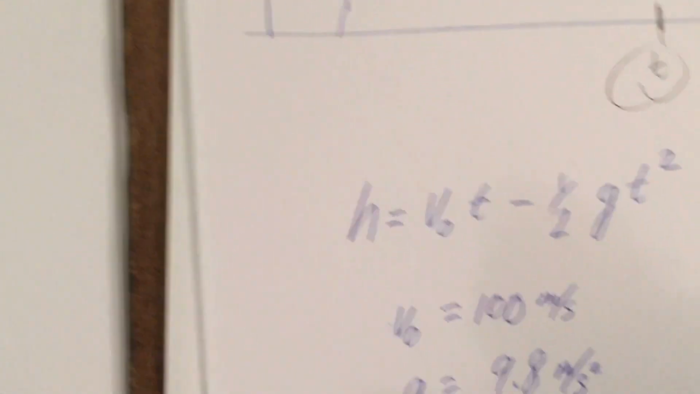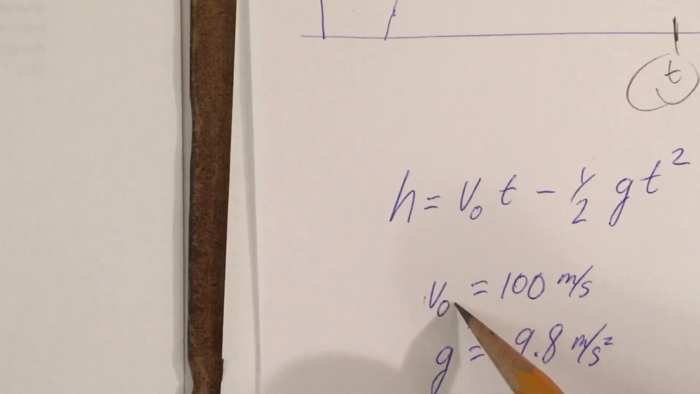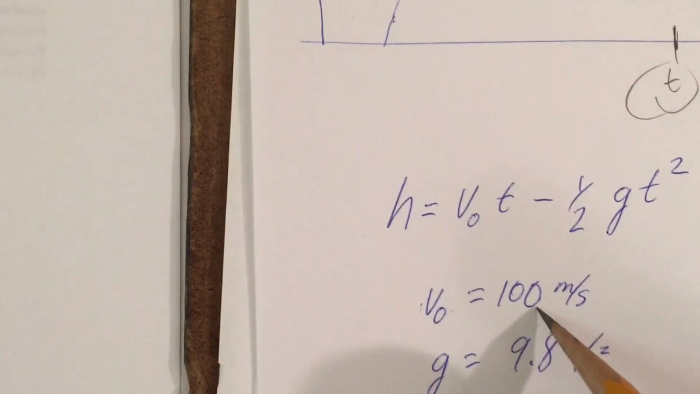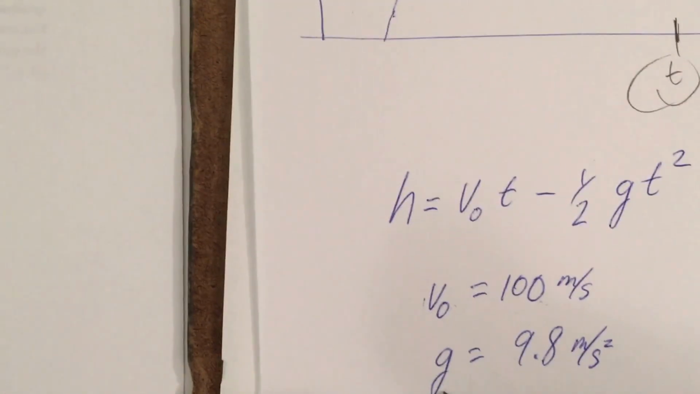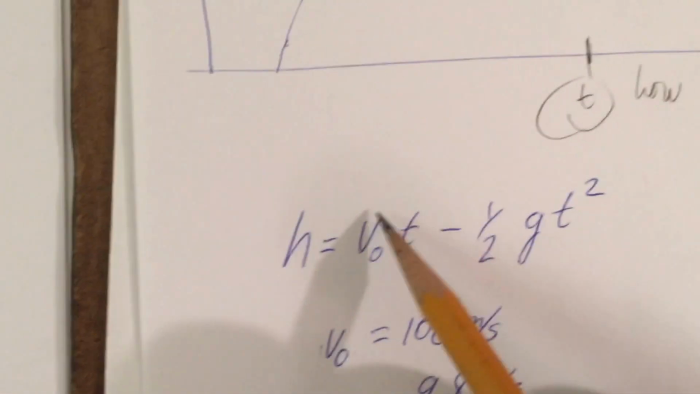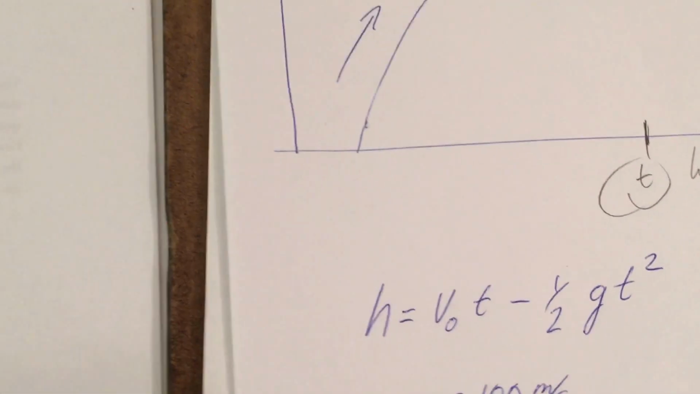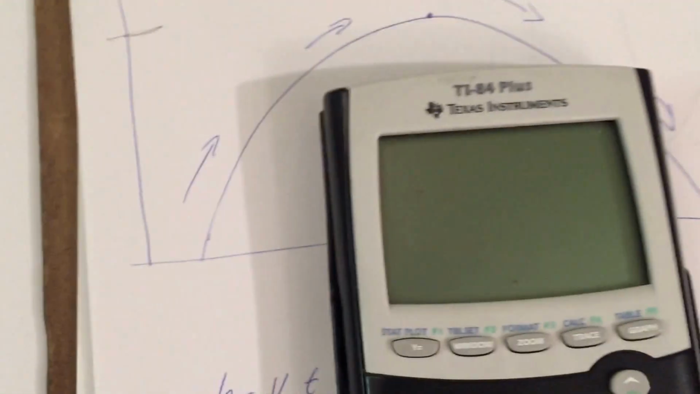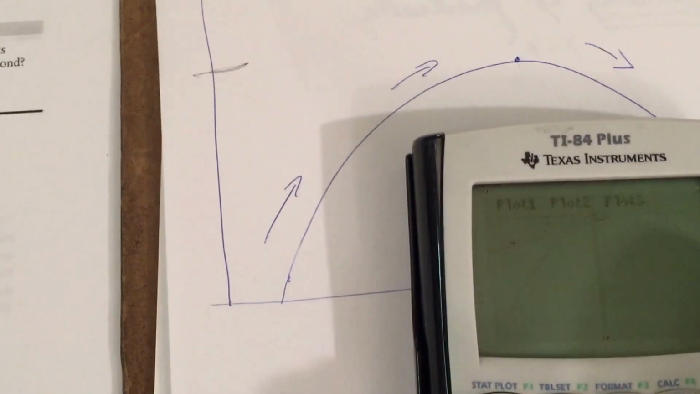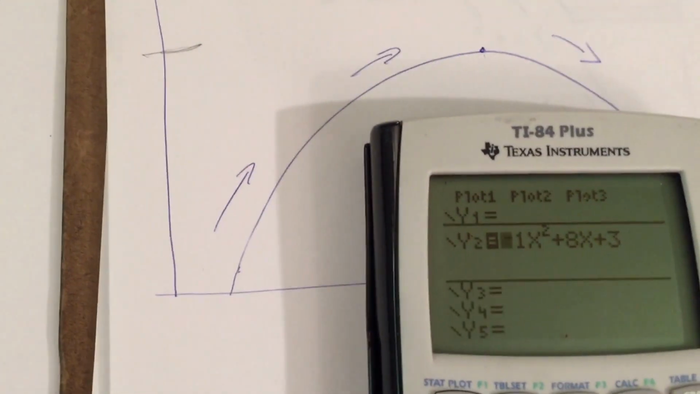The only thing that you need to do is they've given us the values for the initial velocity, v sub naught, of 100, and they've also given us the acceleration constant of 9.8. So all we have to do is substitute those in, and then we can graph this. So now I'm going to grab my TI84. I'm going to turn it on, and I'm going to go here. Let me get rid of this. This is from the last video.